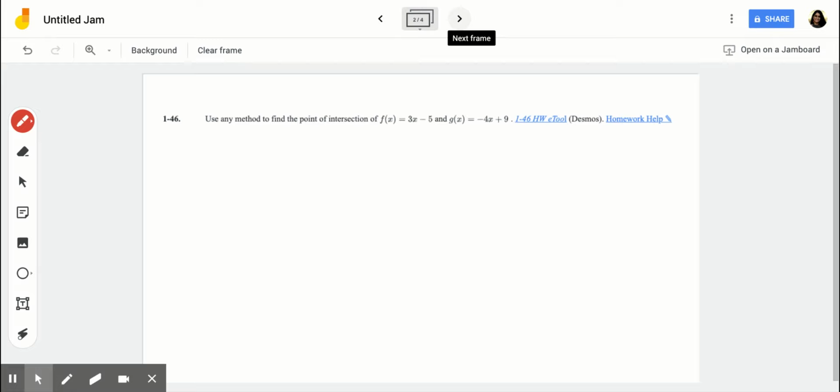Question 146, it says use any method to find the point of intersection of these two. I would encourage you not to use Desmos till the end. Desmos should be an easy tool because you type this in and you type this in, and you find their point of intersection. However, I want to encourage you to do it the Algebra 1 way. If we want to find out their intersection, really we can replace this f of x with a y and this f of x with a y. In Algebra 1, we call it the equal values method. You set them equal to each other. If you want to know where their intersection is, you're going to set them equal to each other.